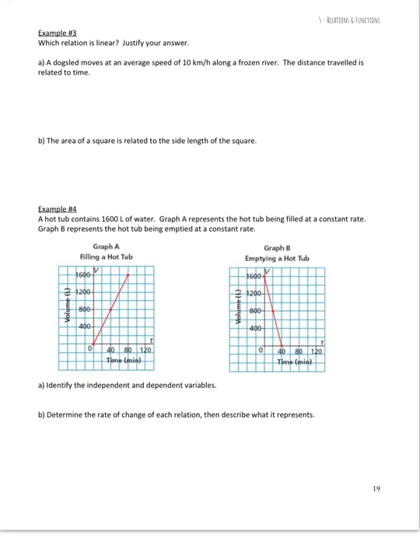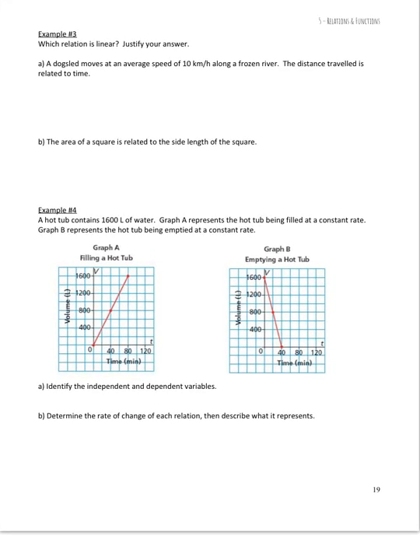So which relation is linear? Justify your answer. A dog sled moves at an average speed of 10 kilometers an hour along a frozen river. The distance traveled is related to time. So you could draw a graph or maybe make a data table. So we could say at time of 0, 1, 2, and 3 hours, we could look at the distance. So in 0 hours, they've gone 0 kilometers. In 1 hour, they've gone 10 kilometers.